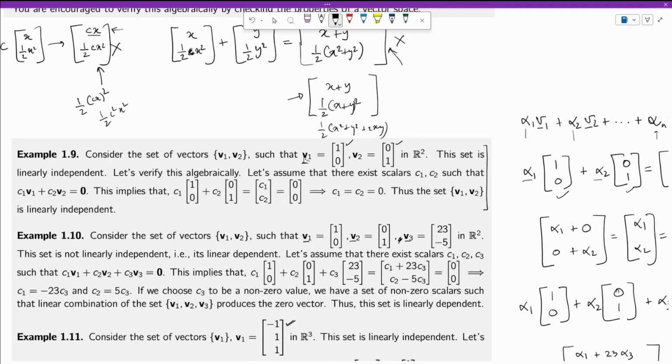So, what is the linear combination of this one vector? Alpha times (-1, 1). If you take the alpha inside, then it's (-alpha, alpha). This has to be equal to 0. The only value for alpha that will produce a 0 vector is 0. So this is in fact linearly independent. Okay, all right.